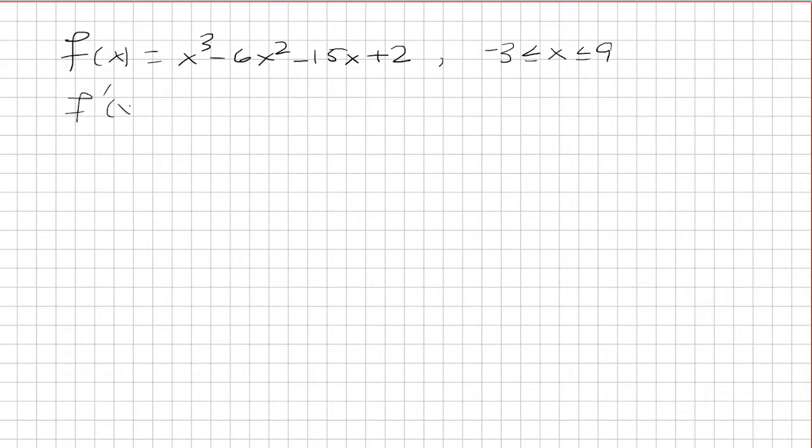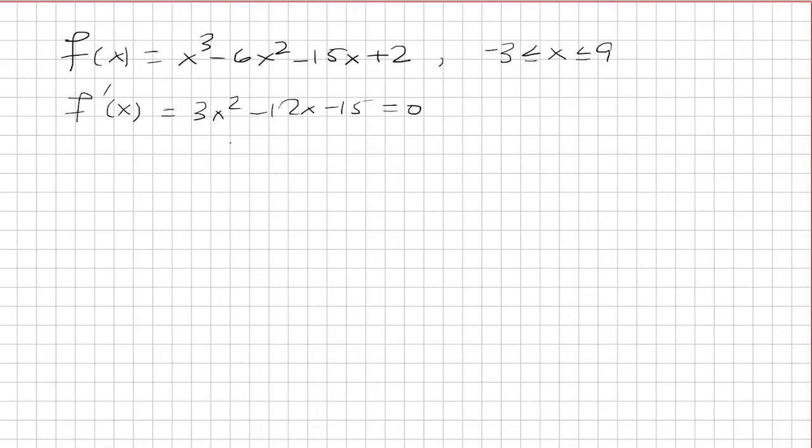We have the function f of x equals x cubed minus 6x squared minus 15x plus 2, defined on the interval -3 to 9. We want to find the absolute maximum and absolute minimum values of f. So this one, we're going to take the derivative to find the critical points, and then we're going to set this equal to 0.